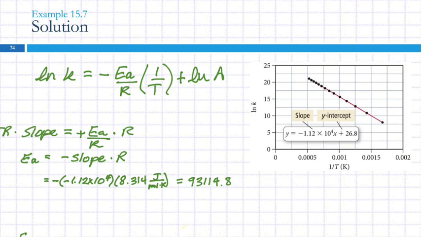I got 93116. Yeah, I did too. 6.8. Let me try it one more time. I'm still using my crunchy calculator. Yeah, now I got 93116.8.